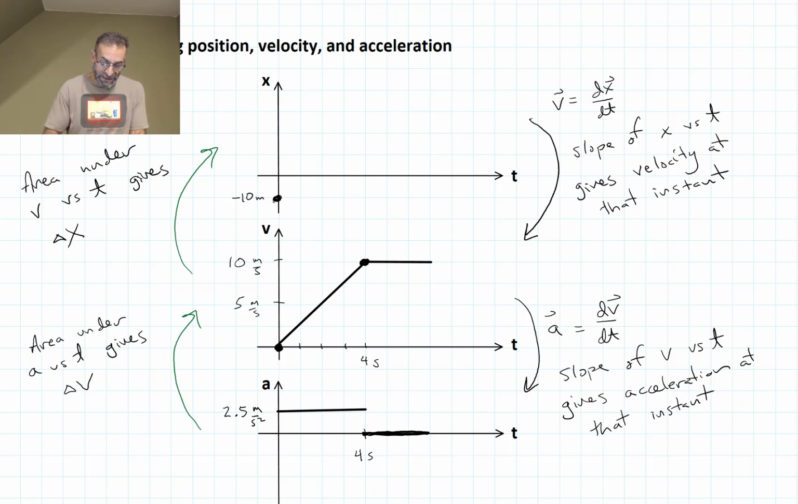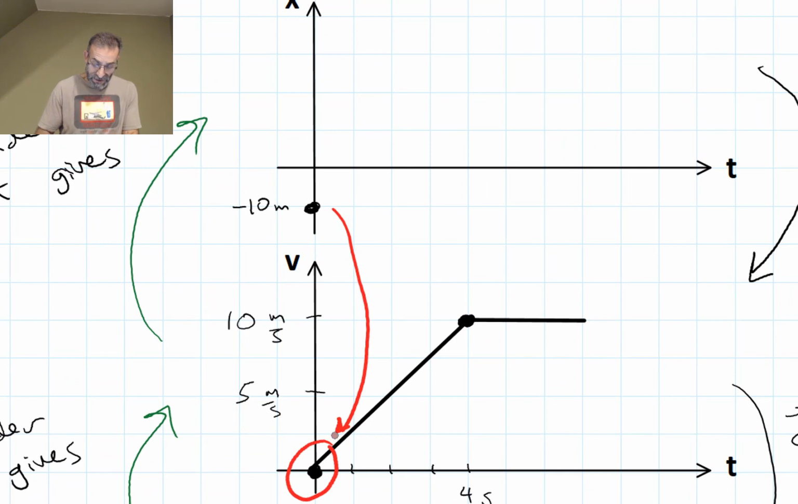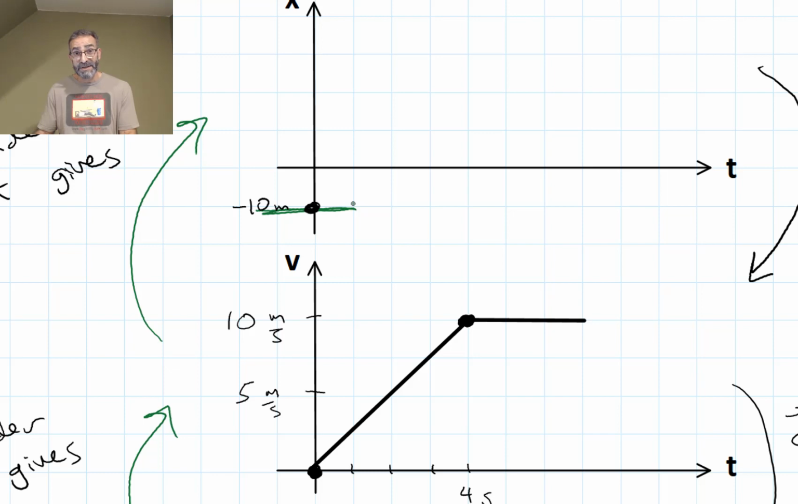So we know we're at negative 10 meters at t equals 0. And we know that the slope at that instant has to be 0 because our velocity is 0 at that point. So if I come up here, I'm going to use green. The slope has to be 0. If I draw a tangent line, that green line is tangent to my x versus t curve. The tangent line, the slope at that instant, has to be 0.